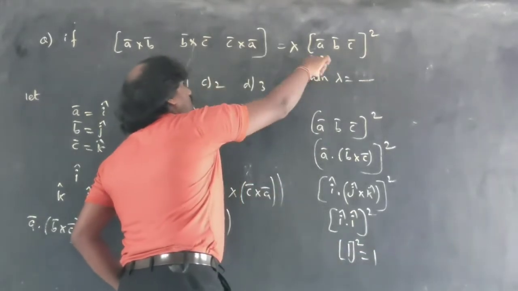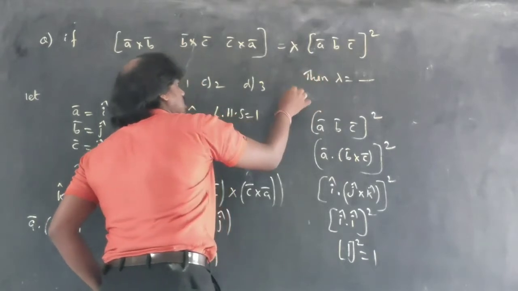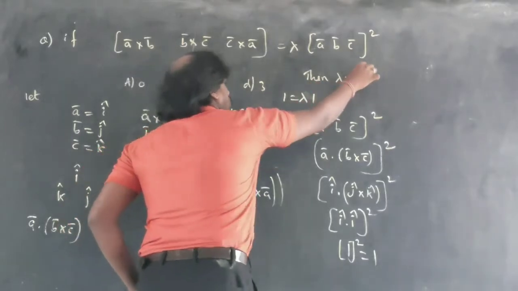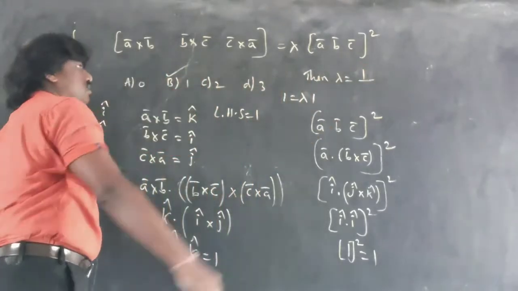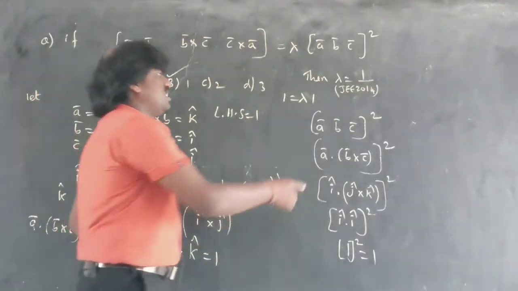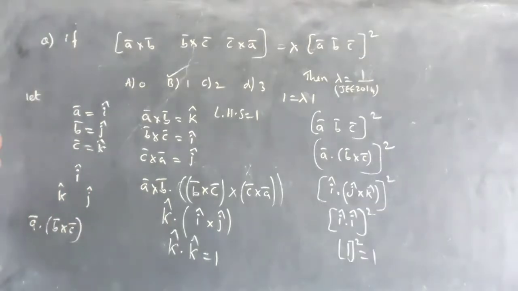So on the RHS and LHS, I get 1 is equal to lambda times 1 square, which is 1. So lambda is equal to 1. Answer B is the right one. Hope you understand. Let us go for the next question, as asked in JEE 2014. This is JEE 2014. Okay, let us go for the next concept.